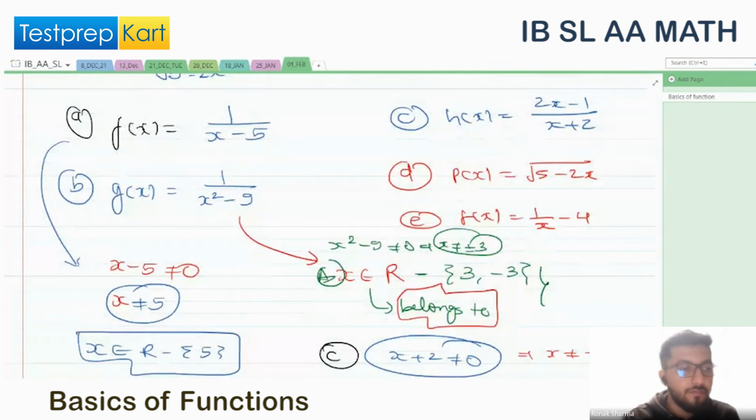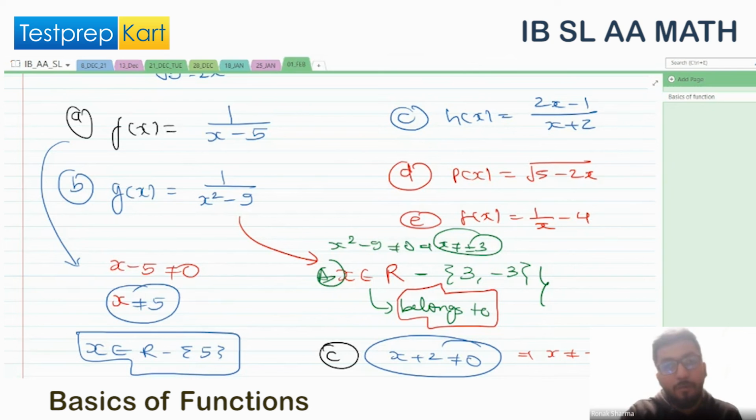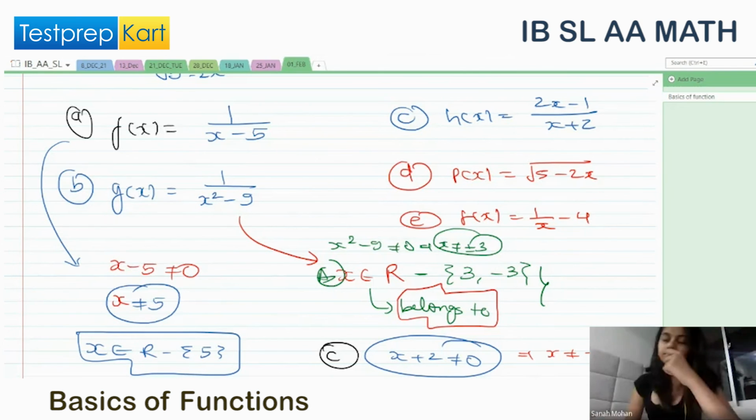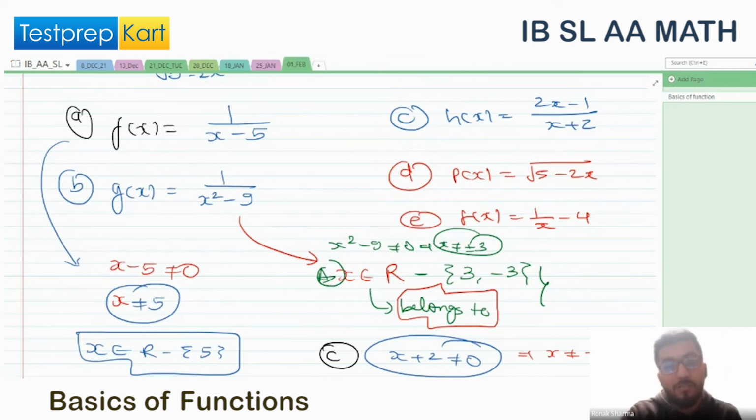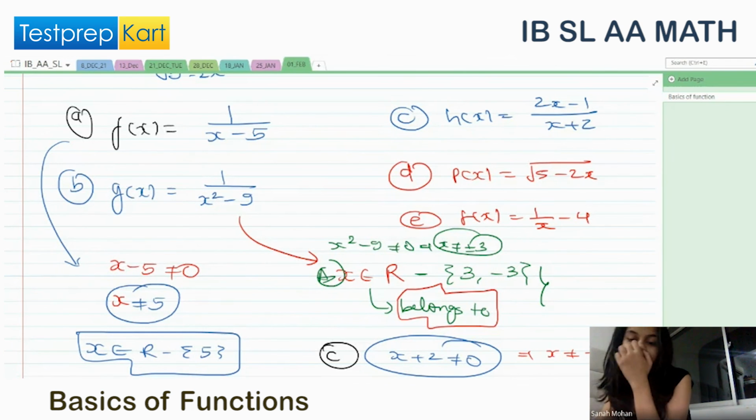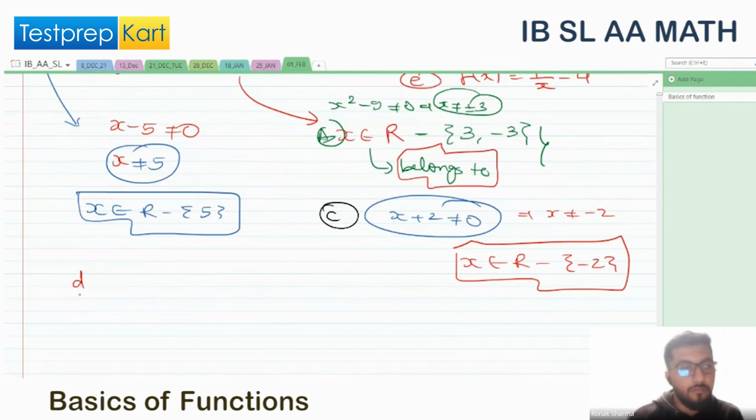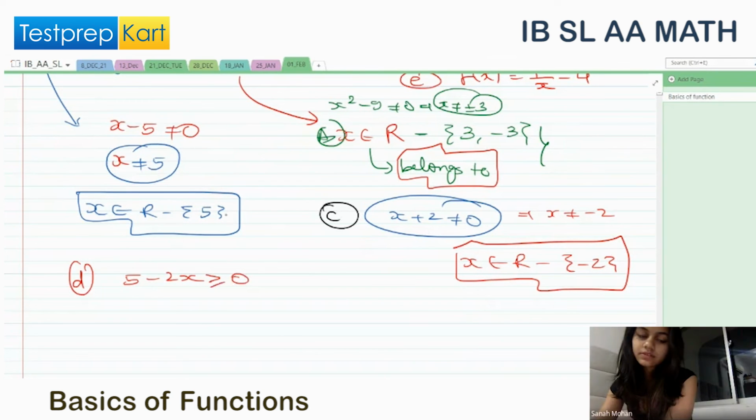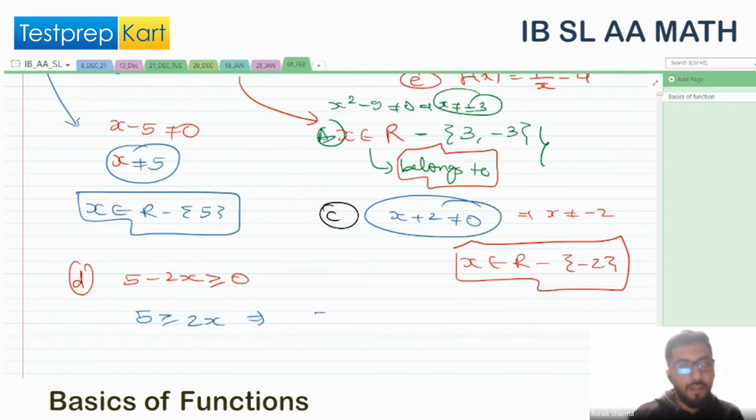What about D? It has a square root. What is the thing about square root that we learned? Inside the square root, whatever expression is there should be non-negative. So 5 minus 2x should be greater than or equal to 0. Use that condition. So 5 minus 2x should be positive, or it can be 0 also. So 5 is greater than or equal to 2x, or 5 by 2 is greater than or equal to x, basically x is less than or equal to 5 by 2.